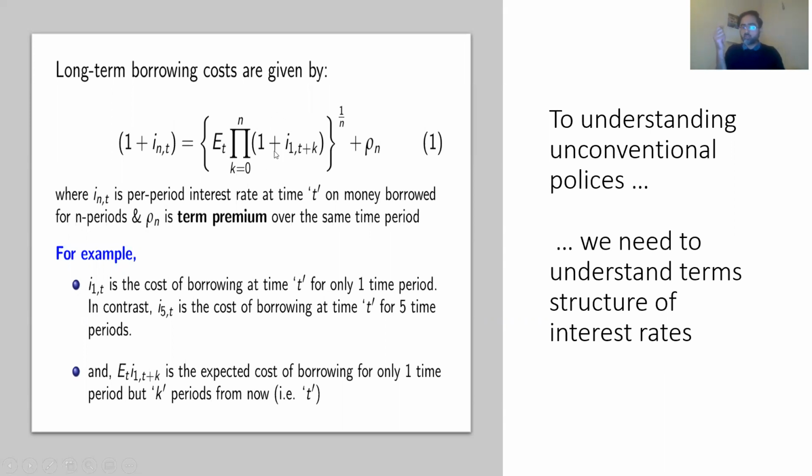So it's essentially saying that the long-term interest rate here, or the interest rate at time t on an n-period bond, is actually a geometric average of the expected short-term interest rates over the relevant duration. It's the expected value, the geometric average of the short-term interest rate today, tomorrow, the day after, all the way till n. Okay. Plus the term premium.